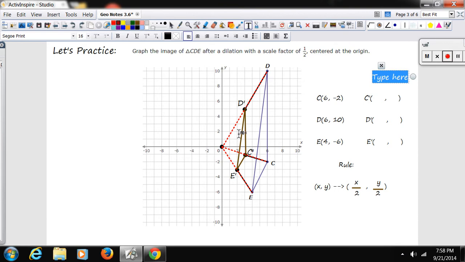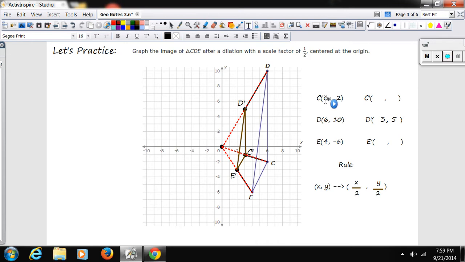So D prime becomes 3, 5. That's D prime. What do you notice about those? 6 and 10, 3 and 5. Looks to me like 6 got cut in half and 10 got cut in half. And what was my scale factor? A half. So that means we cut everything in half.